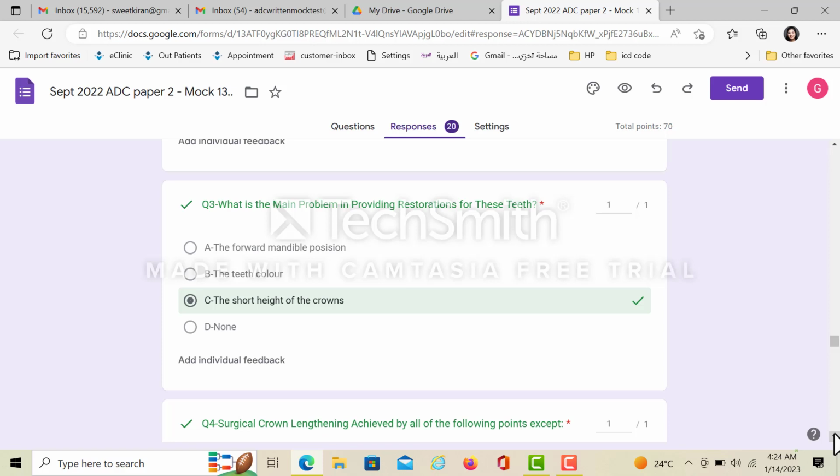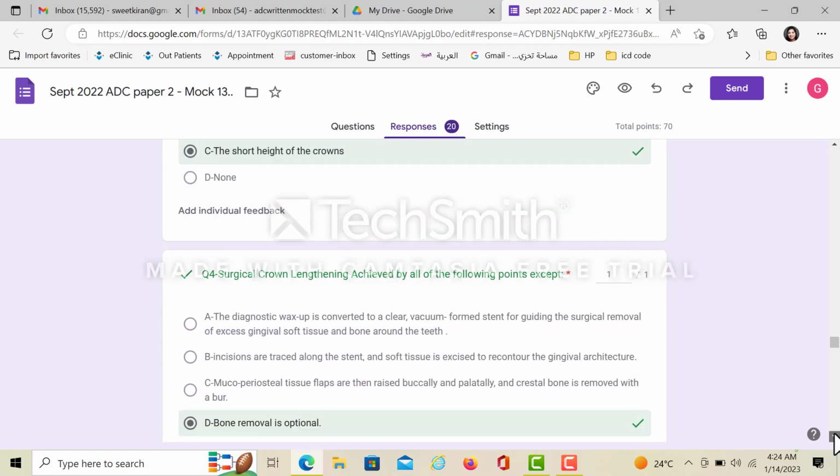So, in such a scenario, a crown lengthening procedure has to be done. An ideal crown lengthening means you reflect the gums a bit, you reduce 1 or 2 mm of the gums, and in order to maintain the biological width, you have to reduce sometimes a superficial bony structure also. So you reduce a part of the bone and you reduce a part of the gum and you increase the clinical length of the crown. So crown lengthening has to be done. So here this option, the short height of the crowns, is the answer.